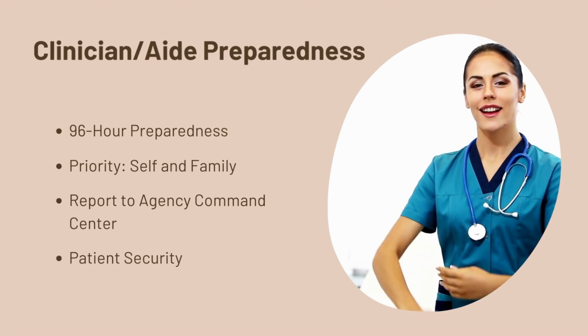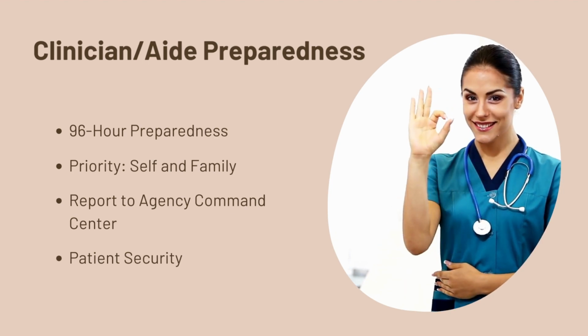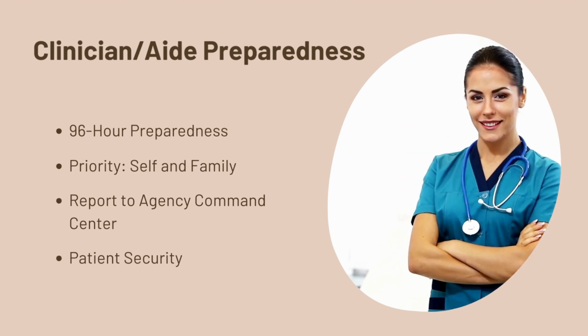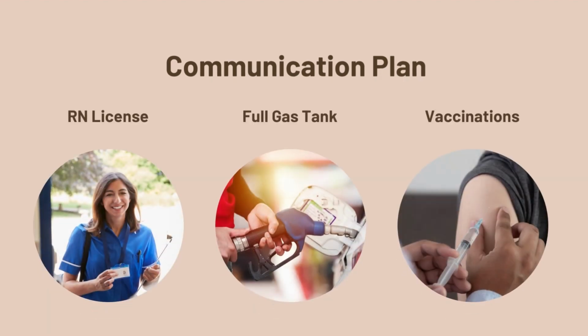Report to the agency command center in your respective county via phone, text, or email. Ensure the safety and security of your patients. Prepare cell phone chargers, battery chargers, or solar chargers. Familiarize yourself with FEMA communication flag kits or evacuation signs. Consider GMRS two-way radios with a 2 to 10-mile range. Keep a copy of clinical license or company ID with you for identification during emergencies.